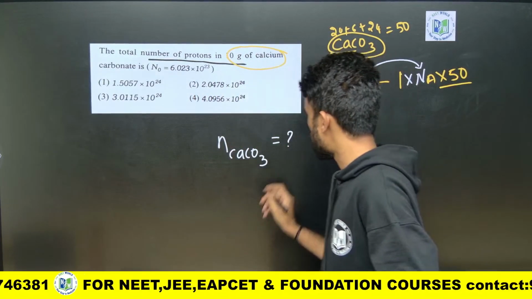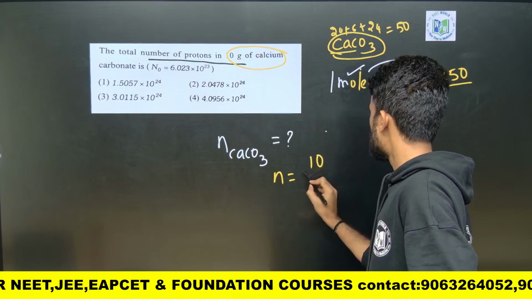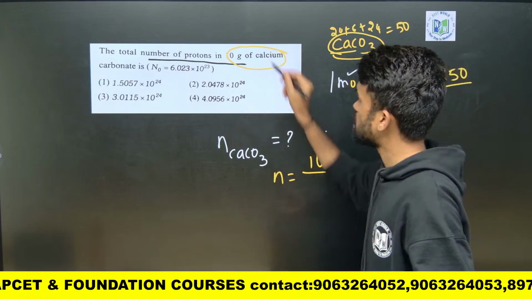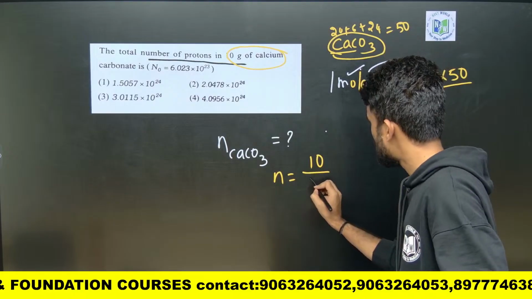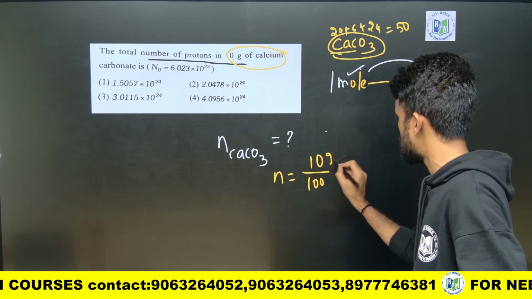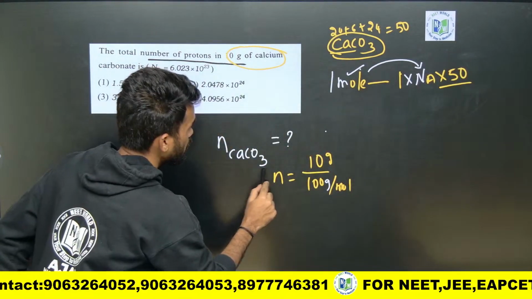Now, how can we find the number of moles of calcium carbonate? Given weight is 10 grams, so take the given weight divided by its molar mass. What is the molar mass of calcium carbonate? It is 100. How do we do this molar mass calculation? Just use this formula. See, take its chemical formula.